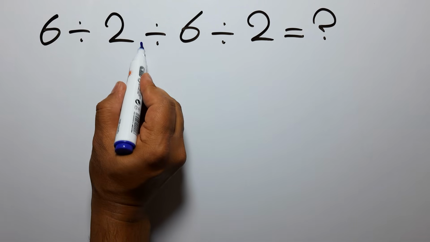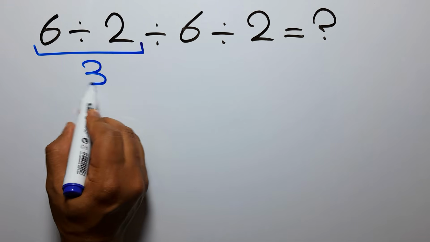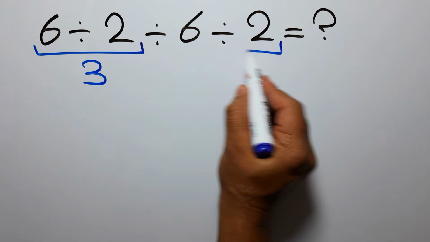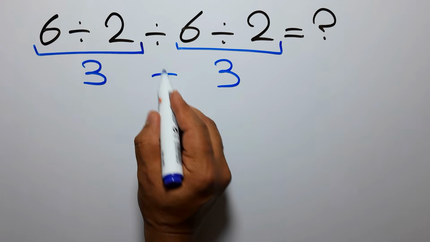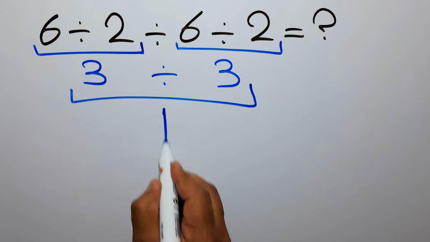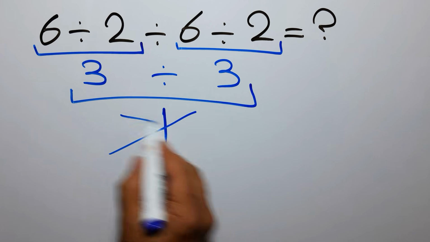6 divided by 2 gives us 3. And again here we have 6 divided by 2. So 3 divided by 3 is just 1. But this answer is not correct.